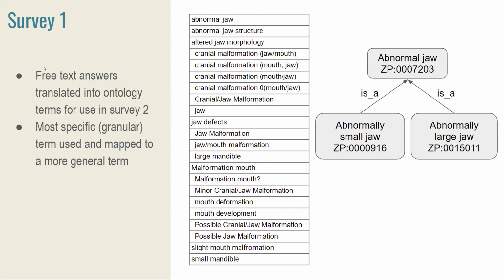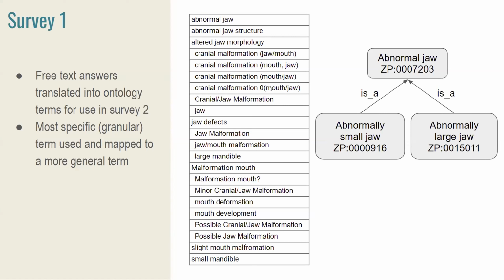So we got a lot of free text answers. And this is an example of all of the strings of annotations that we got related to an abnormal jaw. These terms were translated into the most similar, the most granular applicable ontology term. And those were the terms that were provided in survey 2.